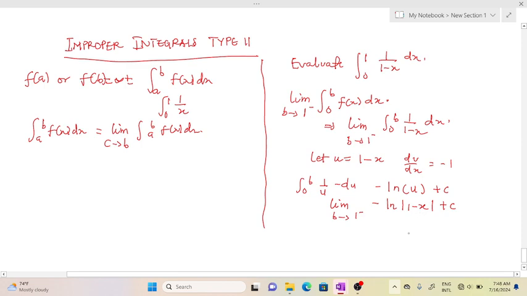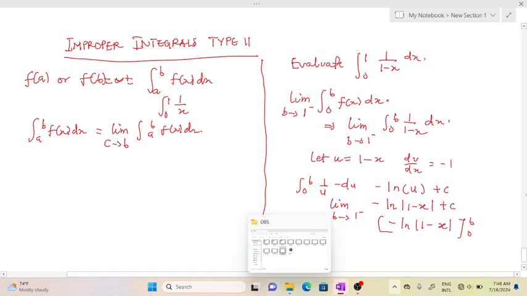So what do we do? Here it was a definite integral from 0 to 1, meaning that my antiderivative will be negative natural log of the absolute value of 1 minus x. Then I introduce my limits, that is 0 to b. Once I put 0 to b, what will my expression here be? If I put 0 there, you know that when I put b, I'll have what?